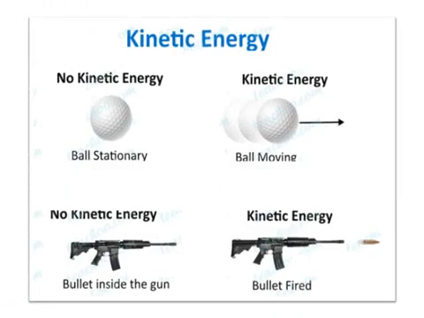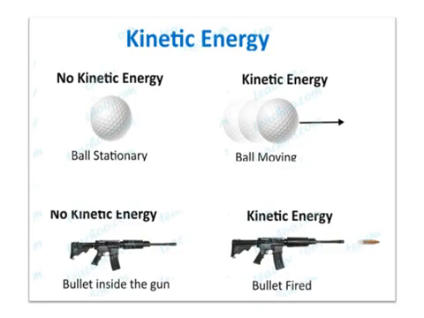Children, look at this slide which reveals the examples of kinetic energy. Now when you look at the first ball, the ball is stationary. Since the ball is stationary, which is not moving, it has no kinetic energy. But you can see the ball on the right is moving. So the moving ball possesses kinetic energy.